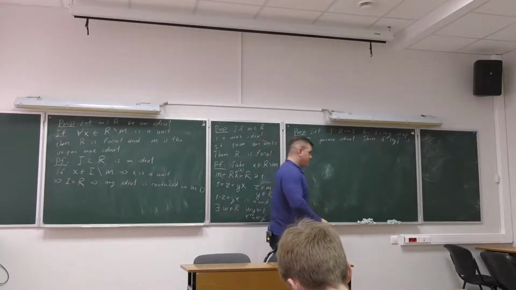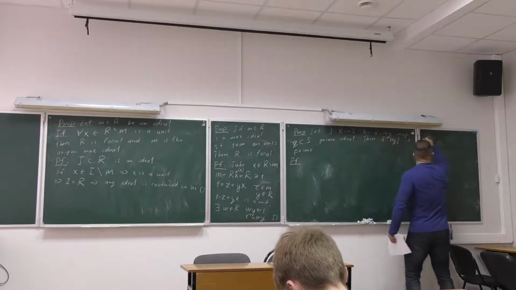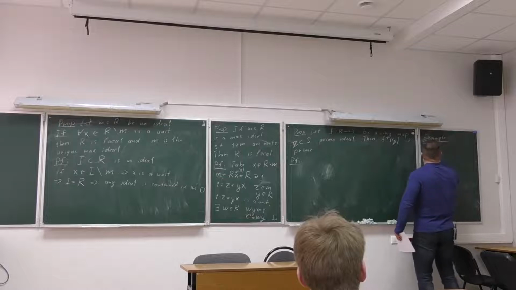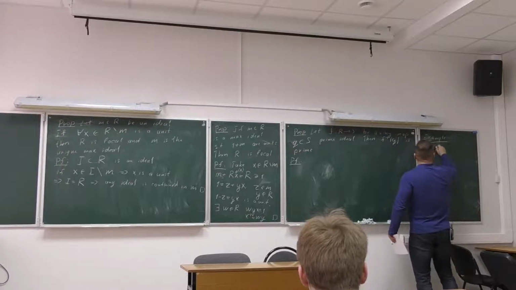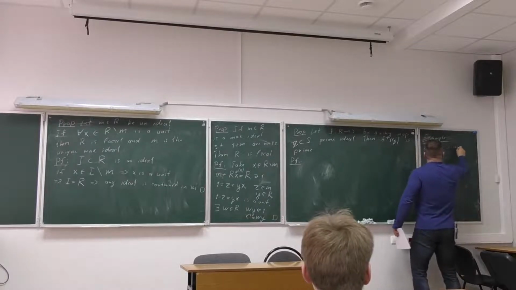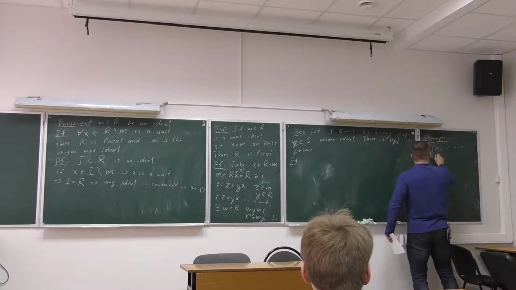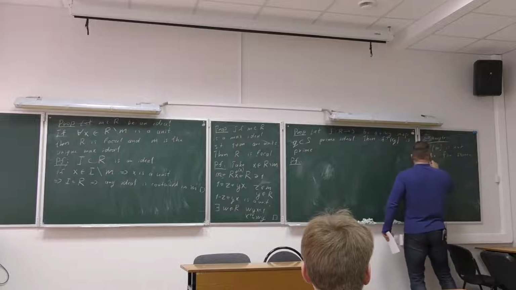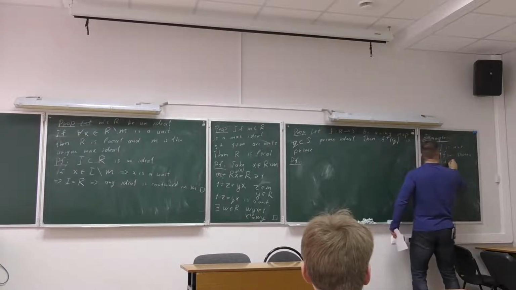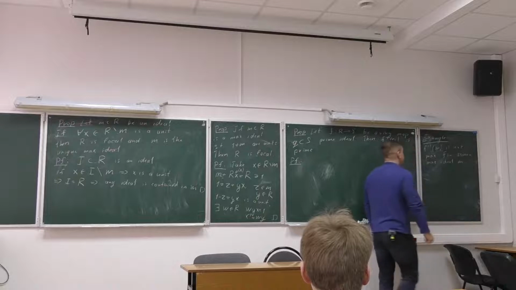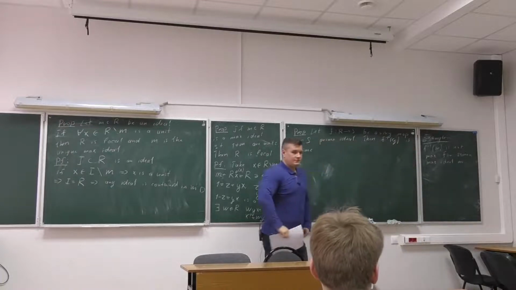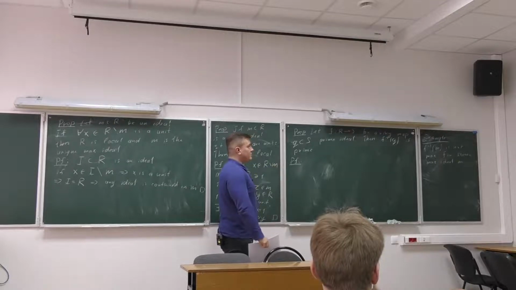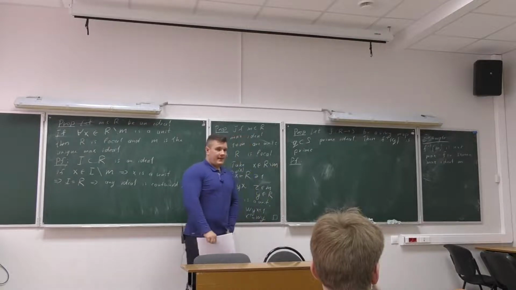Now before I prove this, can you give me an example such that the preimage is not maximal for some maximal ideal M? So the preimage of a prime ideal is always prime, but the preimage of a maximal ideal is not necessarily maximal.